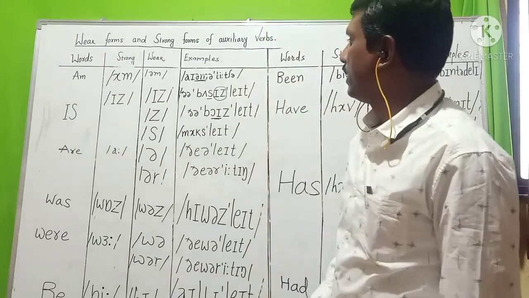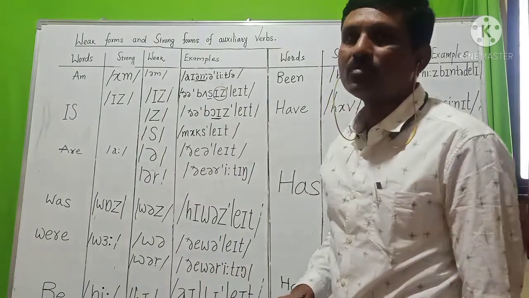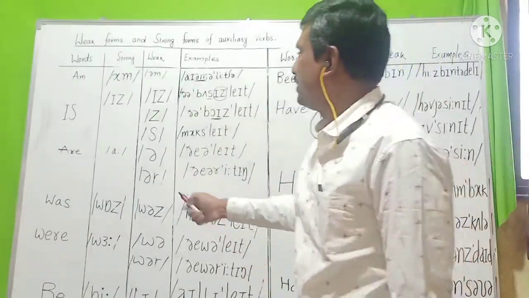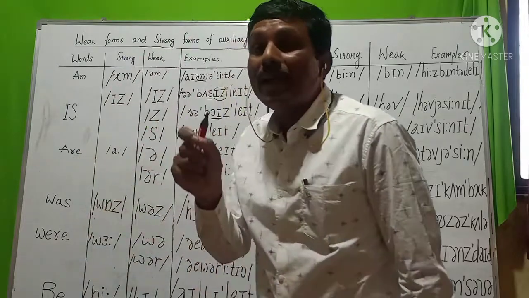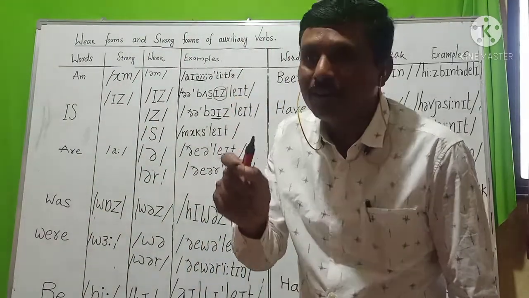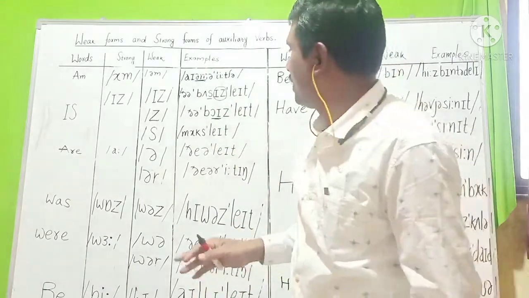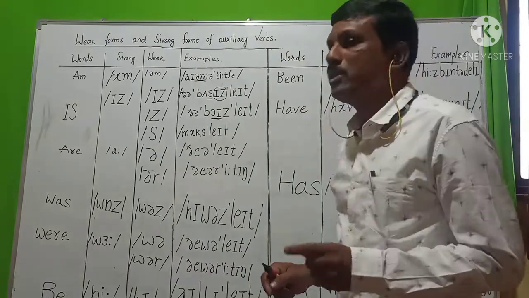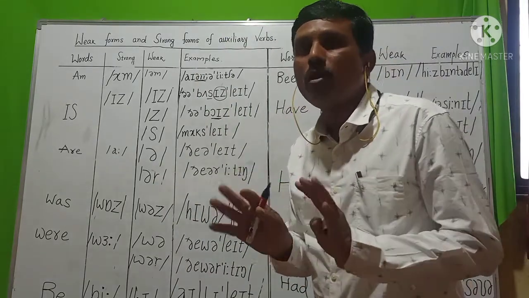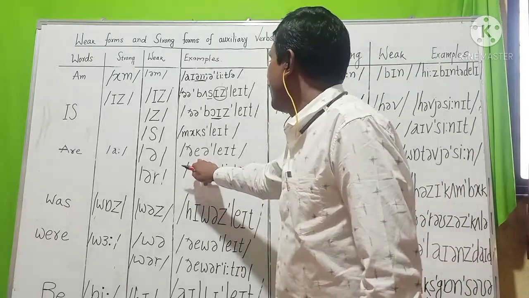Right? Okay. See the third one. It is are. Its strong form is are. It's are when it is followed by a vowel. Otherwise it's a, not are. And in connected speech we generally use weak forms, not the strong forms. Okay, see the example. What is this?